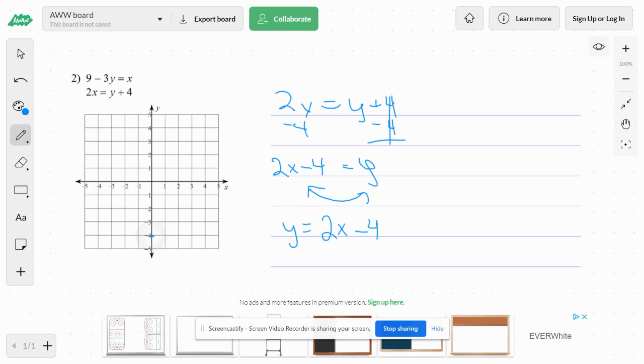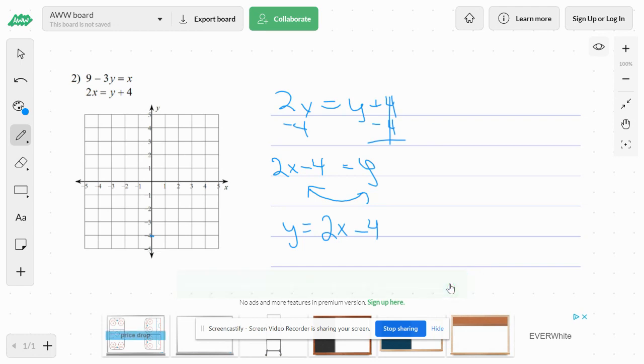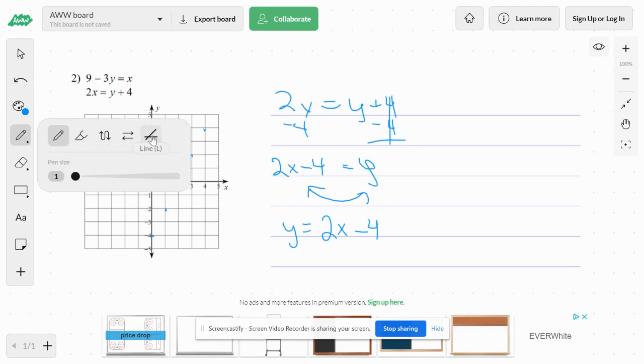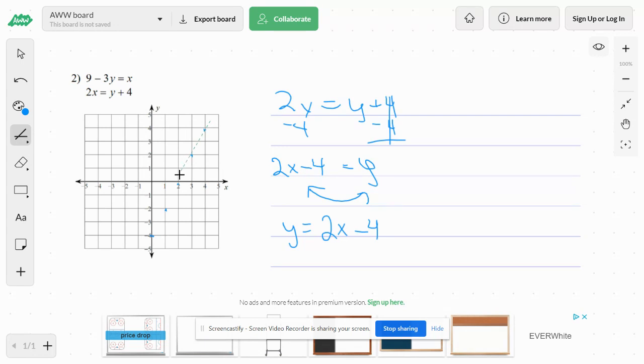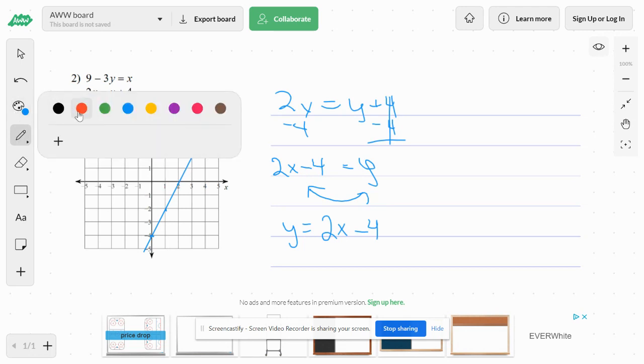So I'd have a point there. That's my y-intercept, and a slope of 2. I'd go up 2. Let me X this out. Go up 2 over 1, up 2 over 1, up 2 over 1. Well, the last couple were bad. And I could make a line that looks like that. Let me switch colors here.